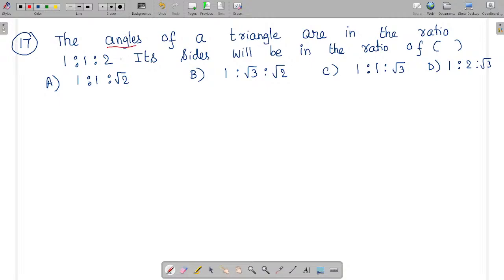So the angles of a triangle are in the ratio 1:1:2. Then the sides will be in the ratio of.